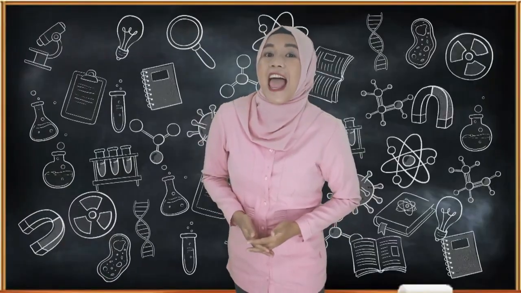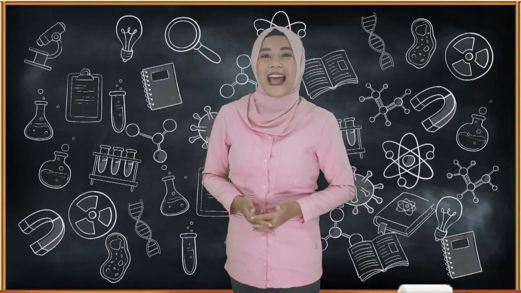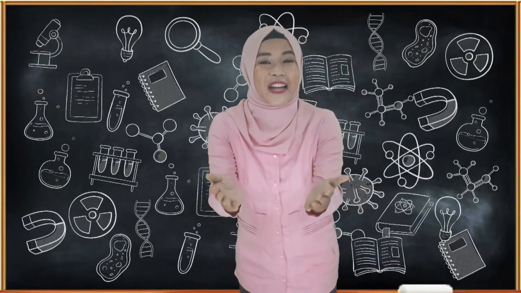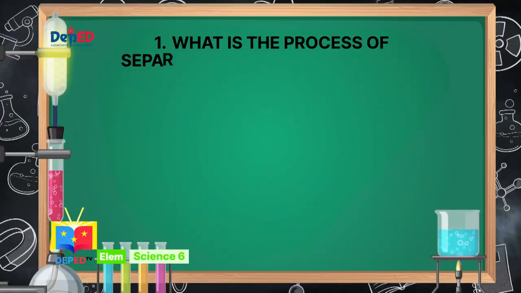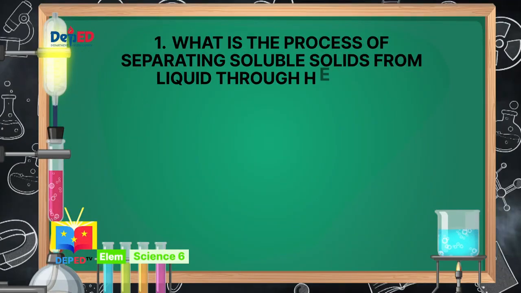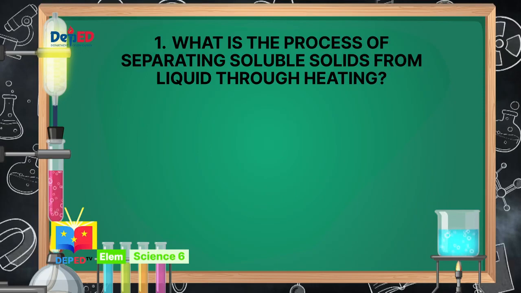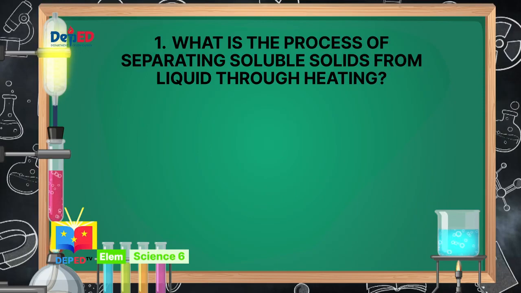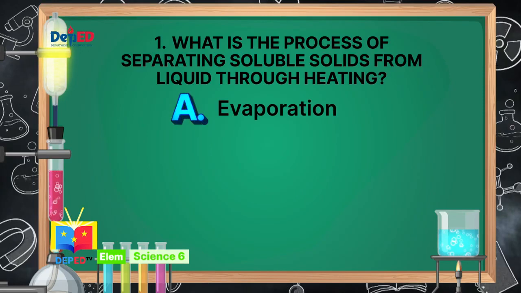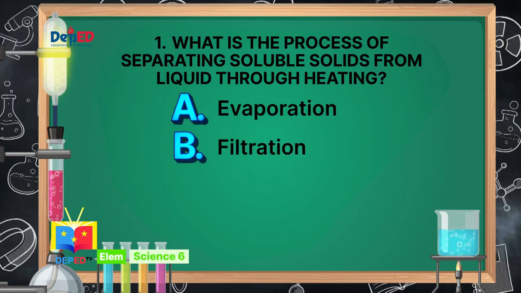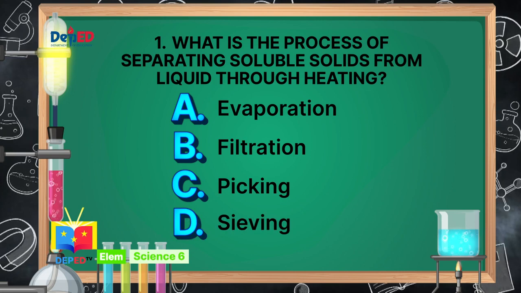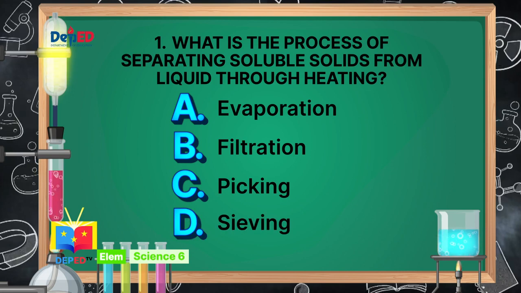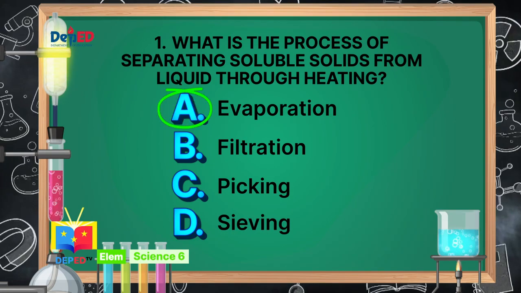Read the questions and choose the letter of the correct answer. Write your answers on your paper. Number 1. What is the process of separating soluble solids from liquid through heating? A. Evaporation. B. Filtration. C. Picking. Or D. Sieving. The correct answer is letter A.